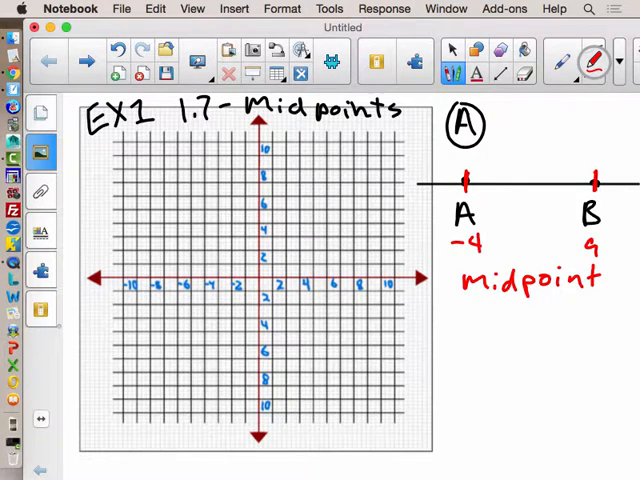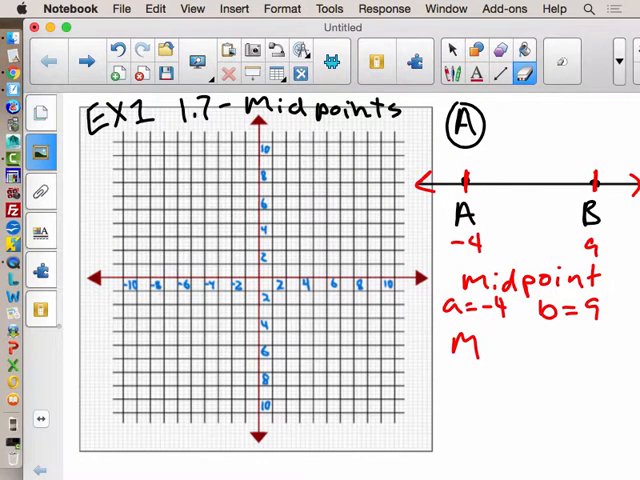Well, there's a formula that we would use. It's pretty easy. We're going to let A equal -4, obviously, and B equal 9. And then the formula is really simple. To find the midpoint in the x direction, now remember, this is kind of like our x-axis, right? The midpoint formula is just going to be m, the midpoint, is equal to A plus B all over 2.